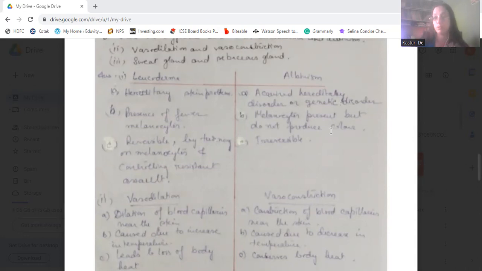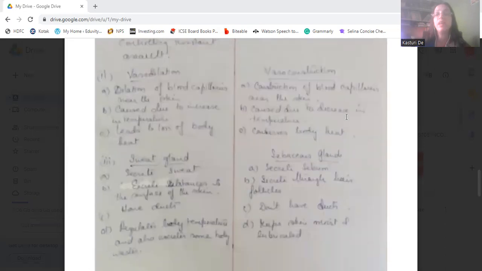You can cure leukoderma by turning on the melanocytes which are controlling this resistant assault. You can turn on them so that leukoderma can be cured. But albinism is irreversible.